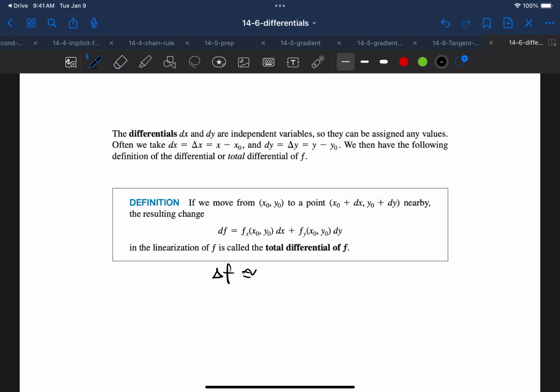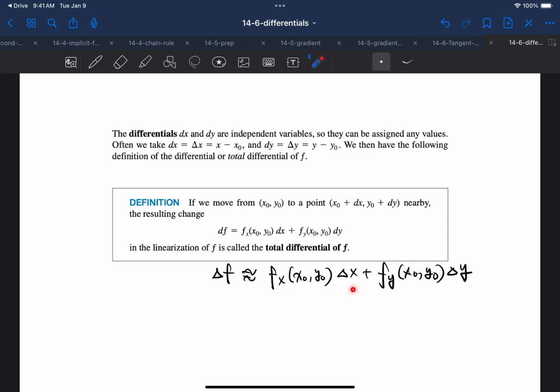So this is approximately fx(x0, y0) delta x plus fy(x0, y0) delta y. This formula actually implies an approximation. The approximation says if you want to know the total change in f, the function value, then you need to take the sum of the x change and y change.